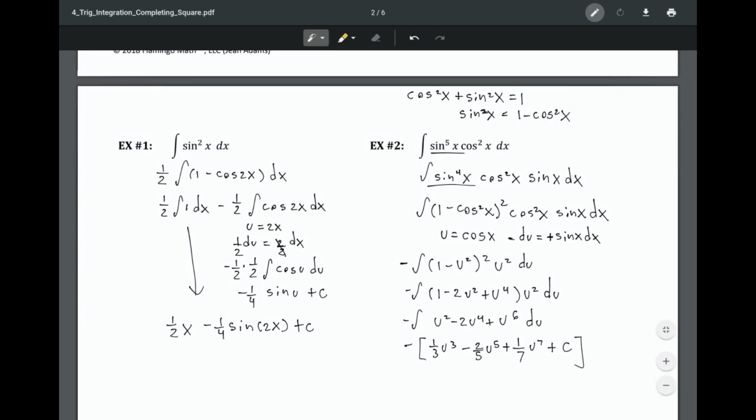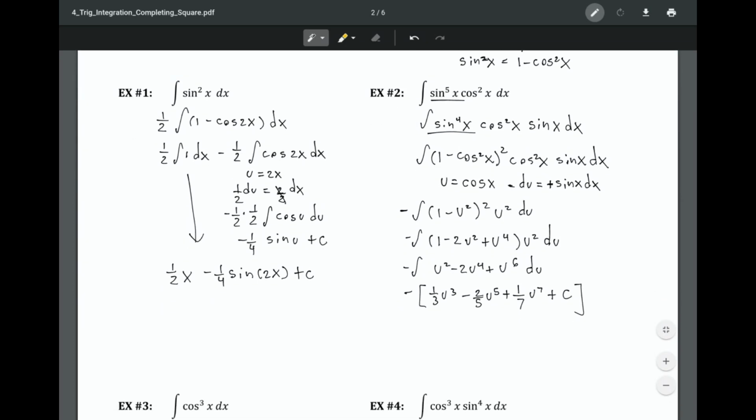And then I'm just going to distribute that negative right there. And I'm going to write it in order. I want to write this negative 1/7. Instead of u to the 7th, I'm going to go ahead and substitute that cosine back. This is cosine to the 7th power plus 2/5 cosine to the 5th power minus 1/3 cosine to the 3rd power of x plus c.